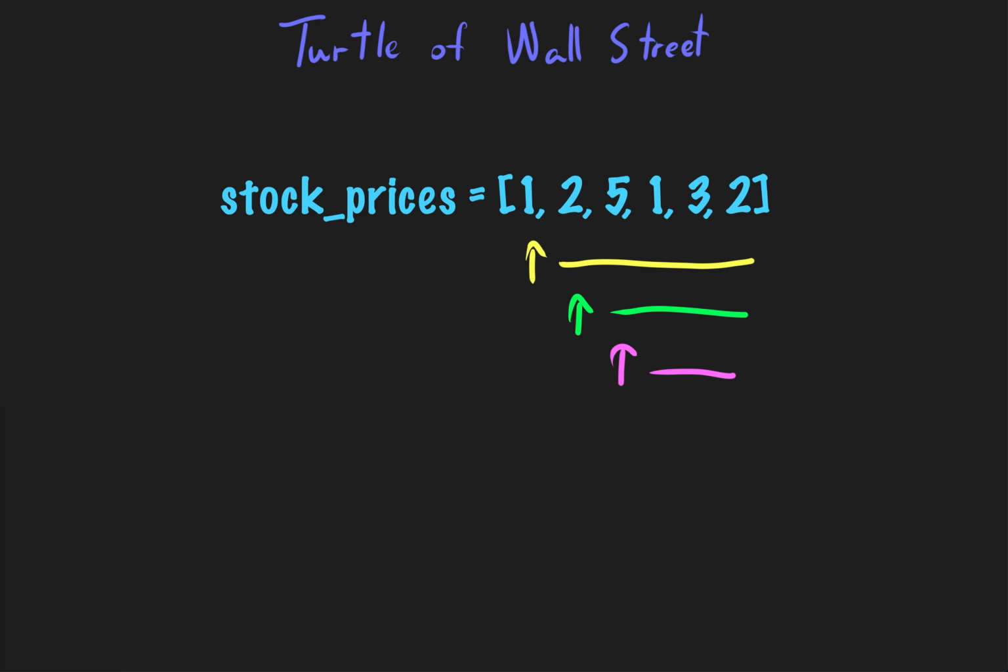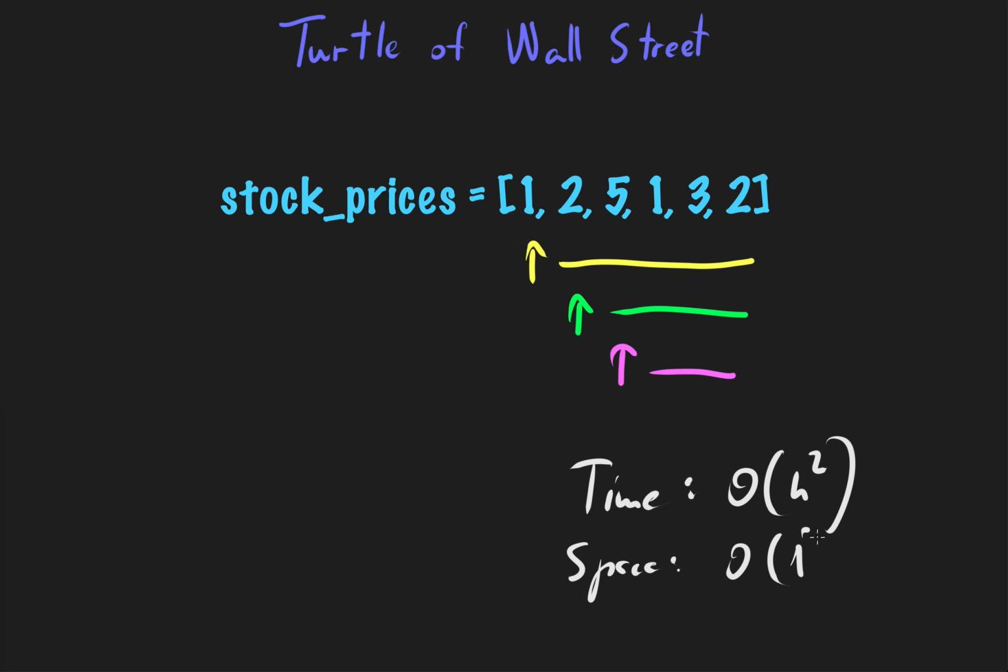So this would give us a runtime of O of n squared. And for space it would be constant, O of 1. Cool. So this would be our brute force solution, and we can optimize this further.